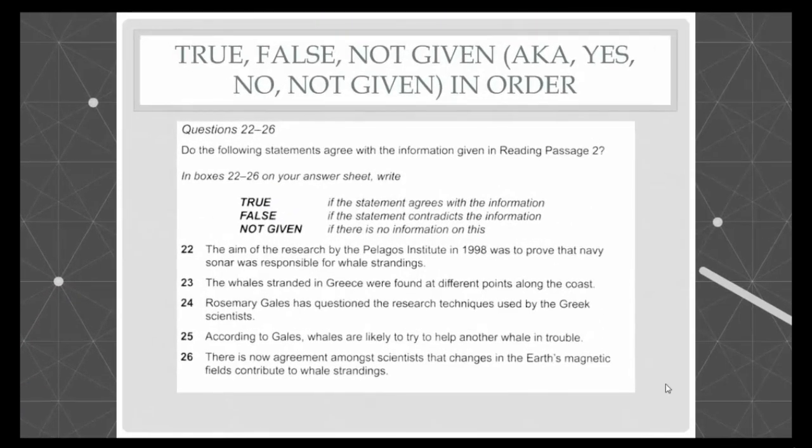True, false, not given question. Okay, your true, false, not given question. Really, really important question to know how to do. Later on, I'm going to go into specifics and really teach you how to do that yes, no, not given question, because a lot of students are very confused with how to do this question. All right, but this question goes in order, and that's also very important to know. Is it true, false, not given, or sometimes I might say yes, no, not given. The question goes in order, and I'm going to teach you how to do that question.